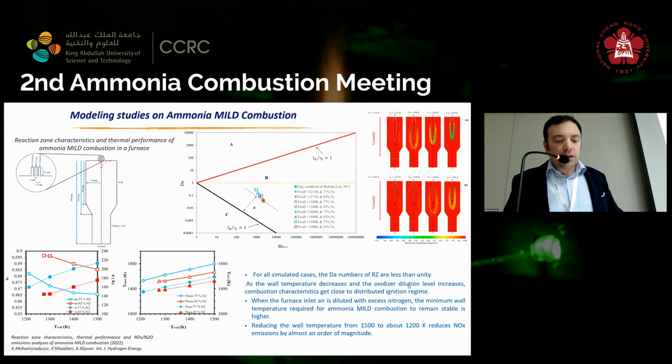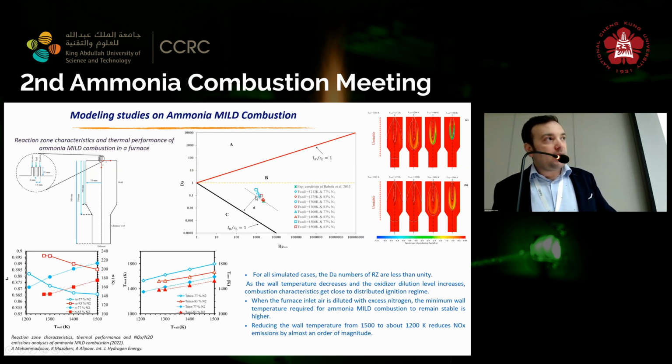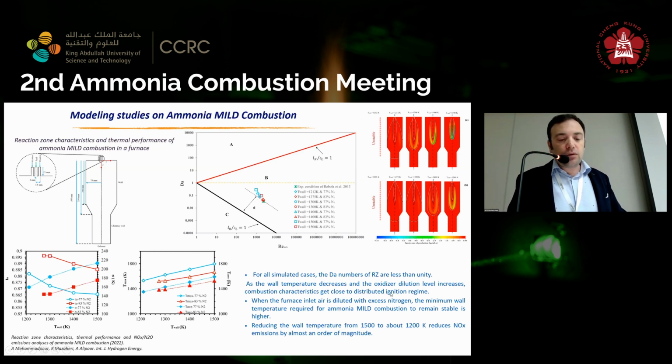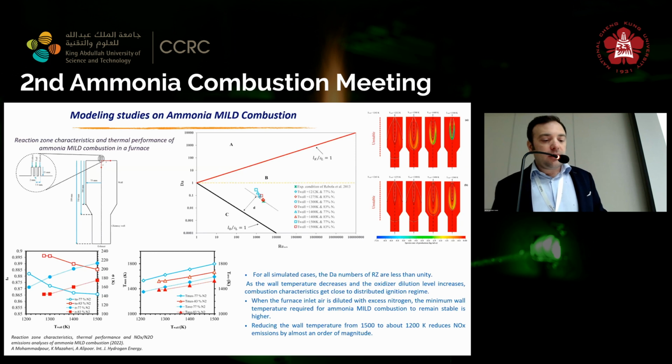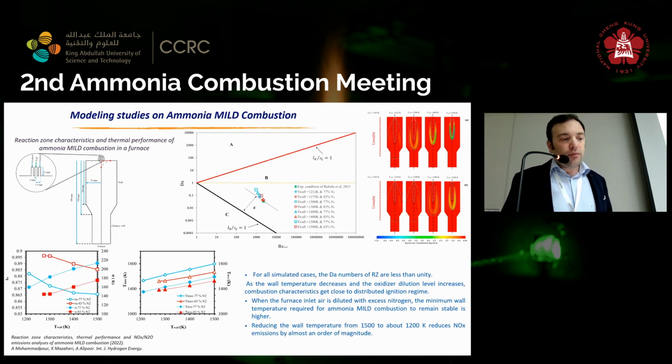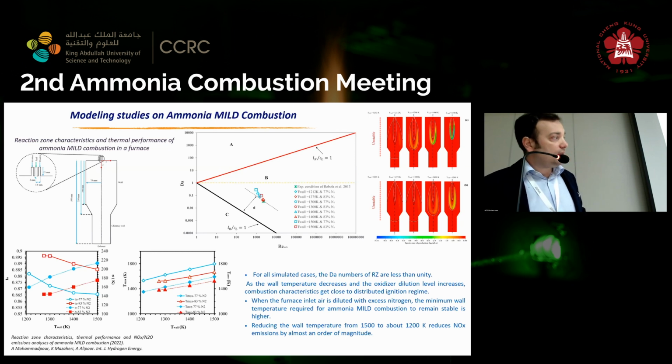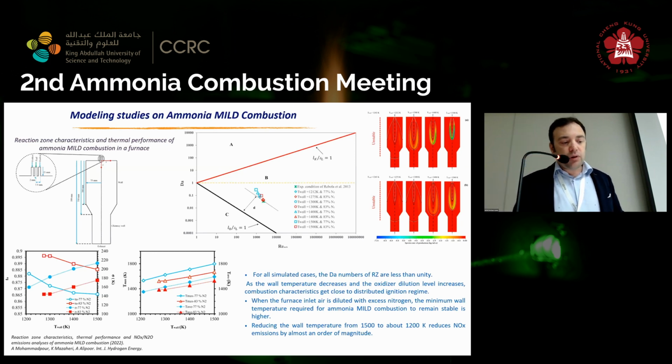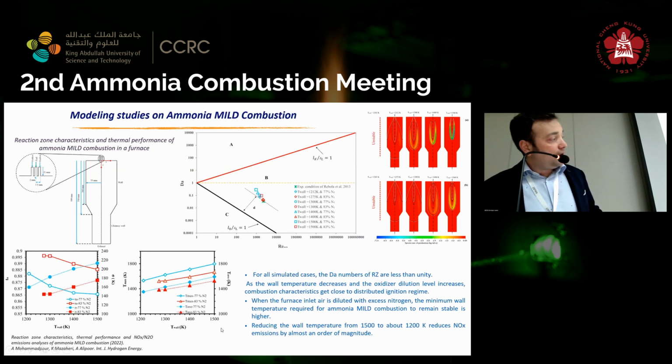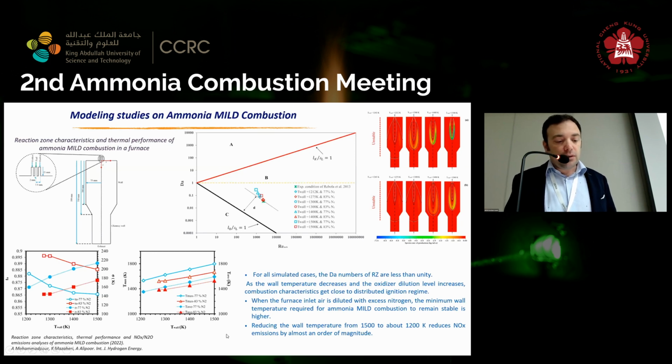and that they changed the wall temperature, and this decreased the oxidizer dilution level by helping in going in conditions that are closer to a distributed ignition regime. In particular, they found the minimum value of the wall temperature required for ammonia to be stable. And in particular, they found that in the case of pure ammonia, this minimum wall temperature is higher when compared to blends of ammonia with other fuels. And also, of course, this kind of modification of the fuel temperature also influenced the NOx emission.